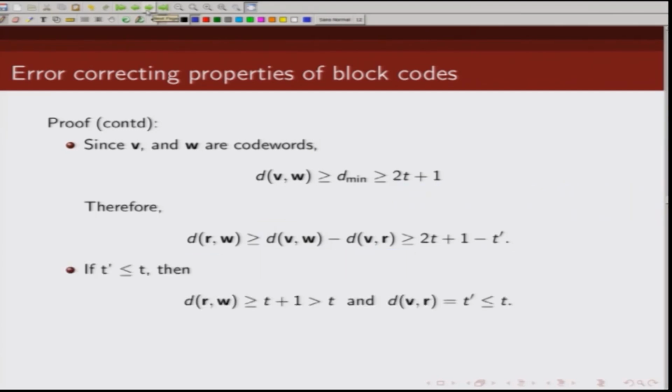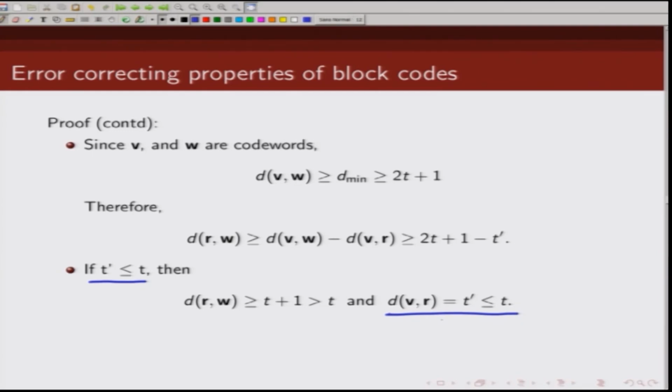Now, as long as the weight of the error pattern is less than or equal to t, in that case the Hamming distance between R and W, you can plug that value of t here, and what we will get is Hamming distance between R and W is greater than or equal to t plus 1, which is greater than t, whereas the Hamming distance between the transmitted code word and the received code word is t dash, which is less than or equal to t.